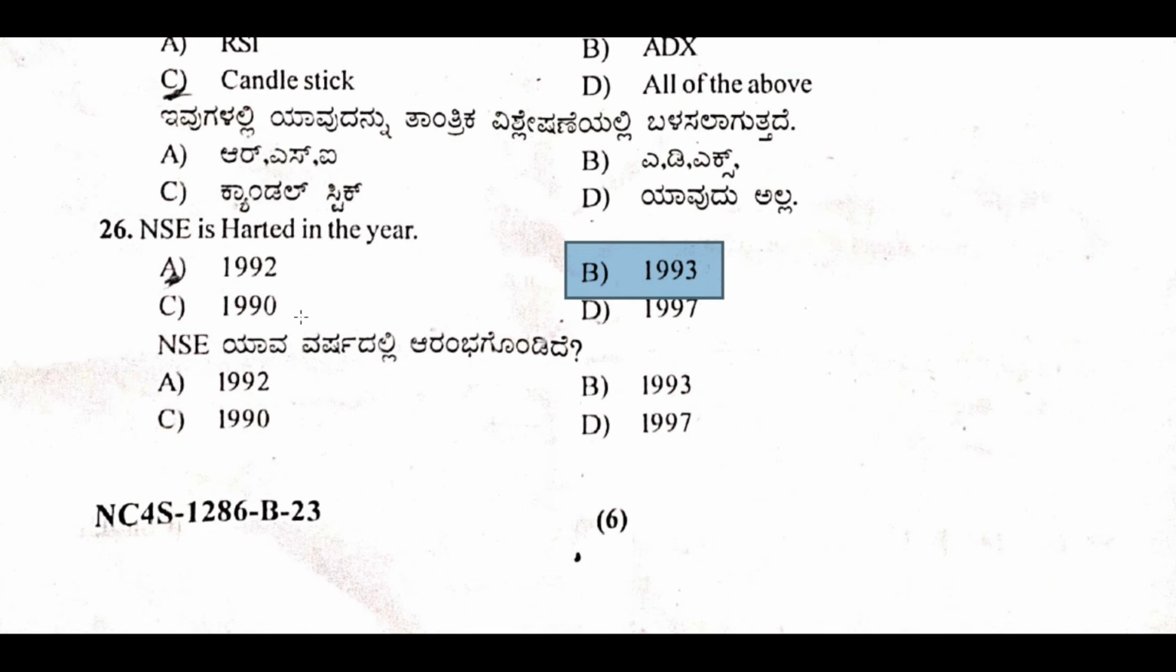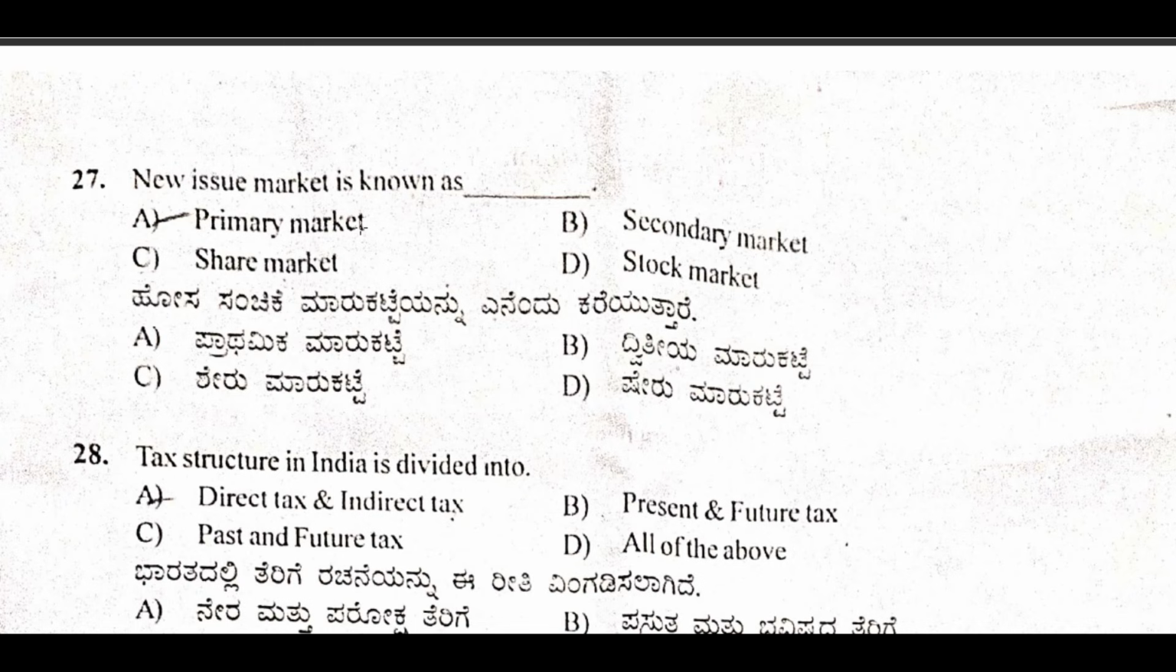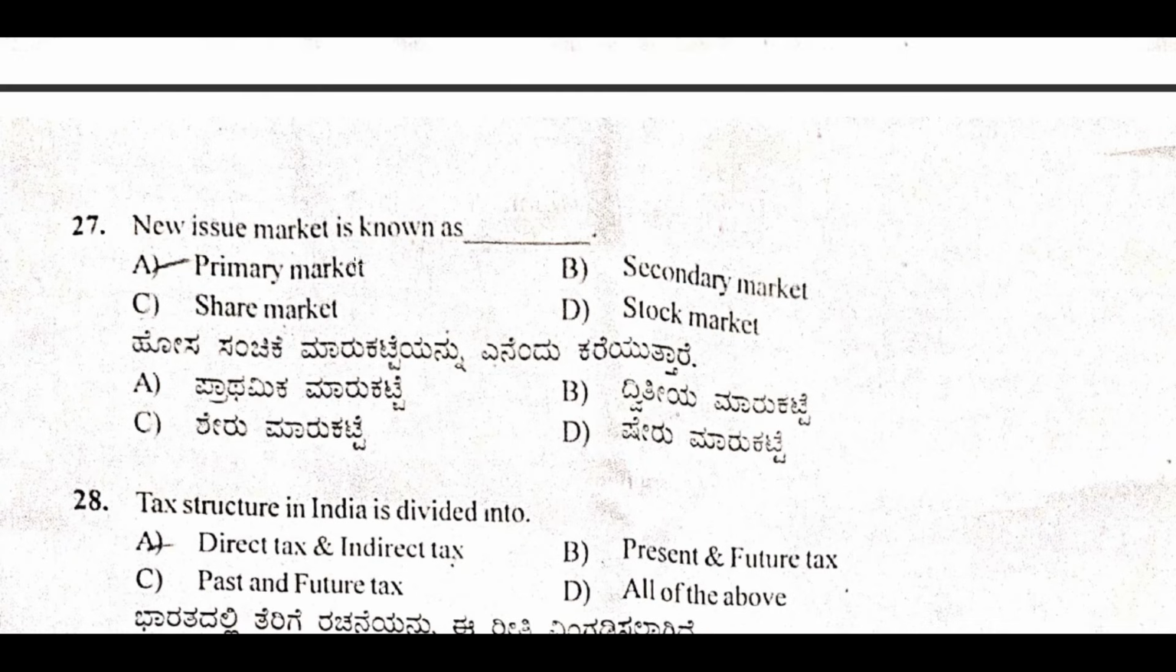Question number 27, new issue market is known as option A, primary market, option B, secondary market, or option C, share market, or D, stock market? The right option is option A, primary market, because it is also known as the new issue market, and the secondary market is what we commonly think of as the stock market or stock exchange. So new issue market is known as primary market.